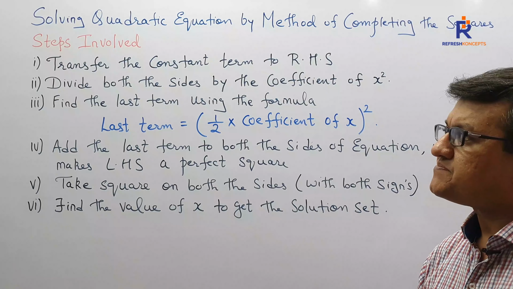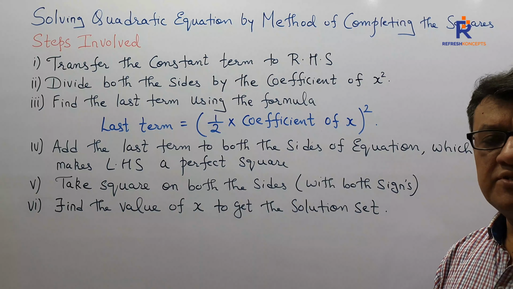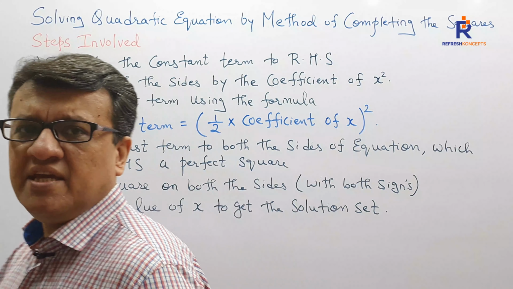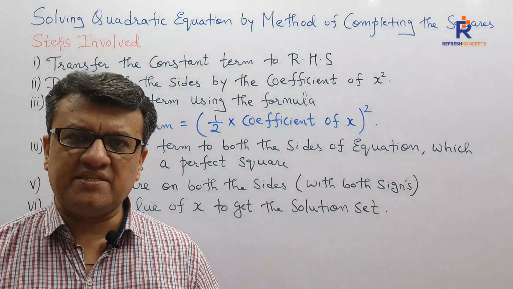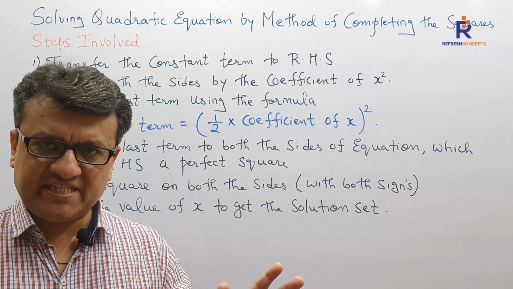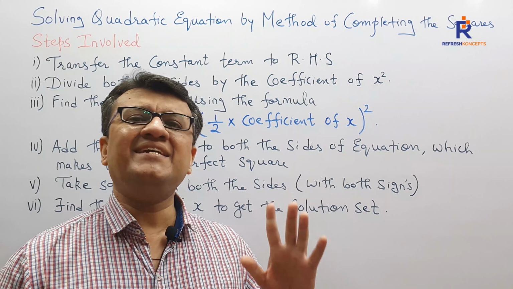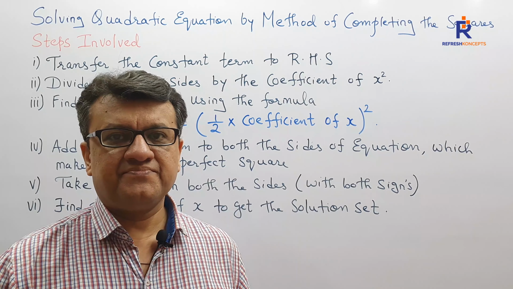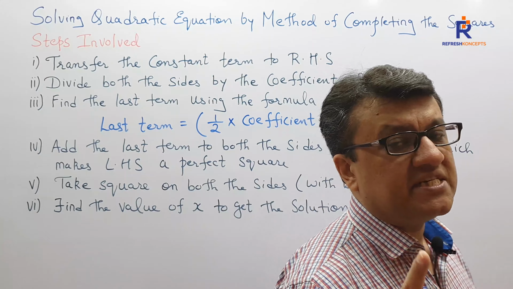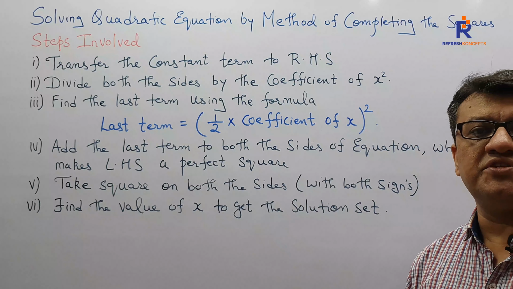Steps involved. First step, transfer the constant term to the RHS. We are very much aware by this time that a quadratic equation has a constant term. Say for example, 3x square plus 5x plus 8 equals 0. Then 8 is regarded as the constant term. So step number 1, transfer the constant term to the RHS.